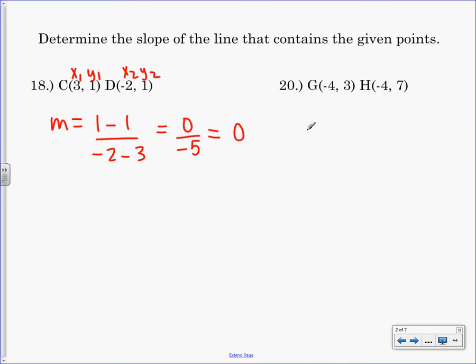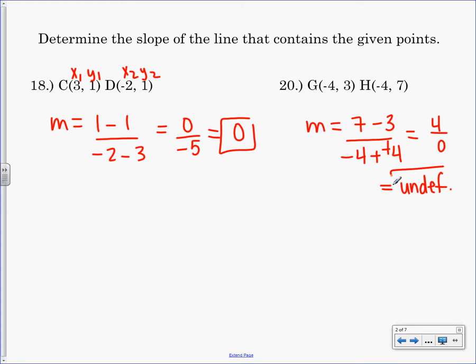Okay. On this one, what's y2? 7 minus 3 over -4 minus -4. What's 7 minus 3? 4. Two negatives make a positive. 0. What's 4 over 0? Undefined. If you forget which one is which, okay? This one was 0. This one was undefined.